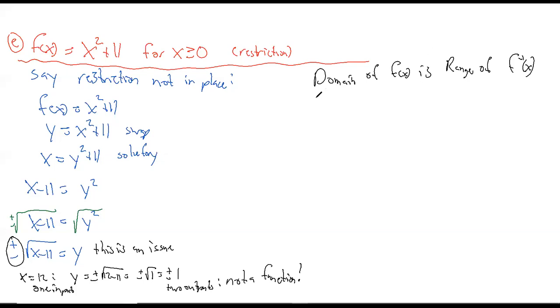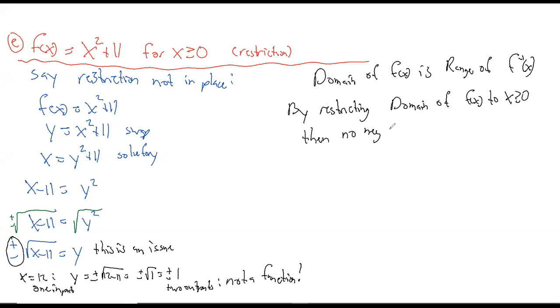So the domain of one is the range of the other and vice versa. So we need to restrict the domain of f of x to be positive, then no negative outputs in f inverse exist, i.e., no plus or minus needed.